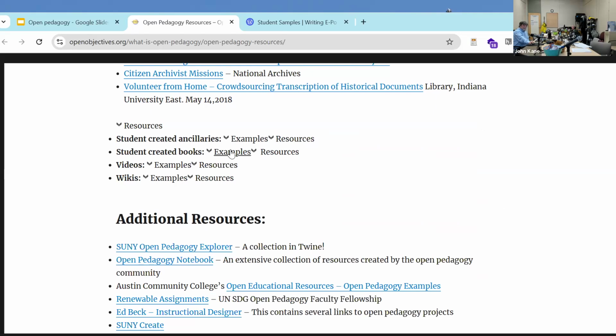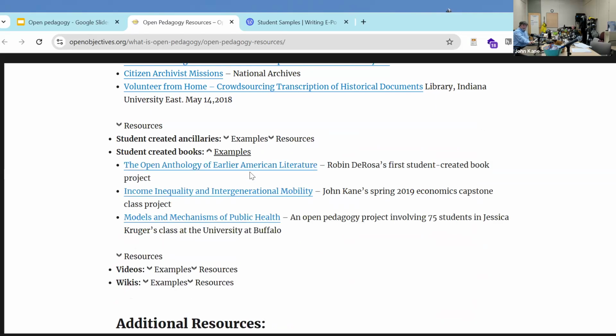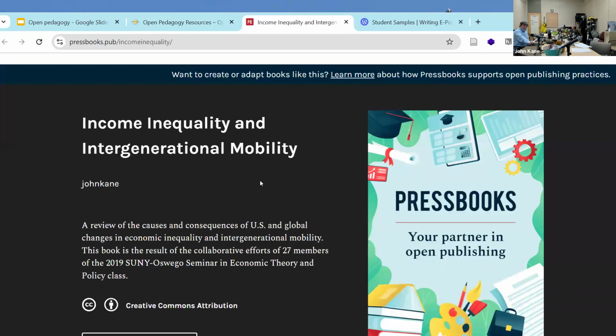I think I only put in one of the student books that my students created. It was, I think, the first one. Yeah, it was probably the first or the second one they did. And again, that's hosted on Pressbooks. And this is back when Pressbooks were free. You can no longer edit those free ones, but you can still continue to use them.